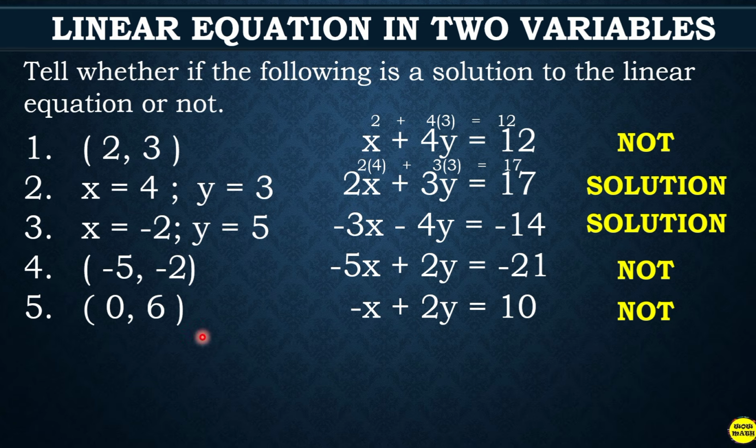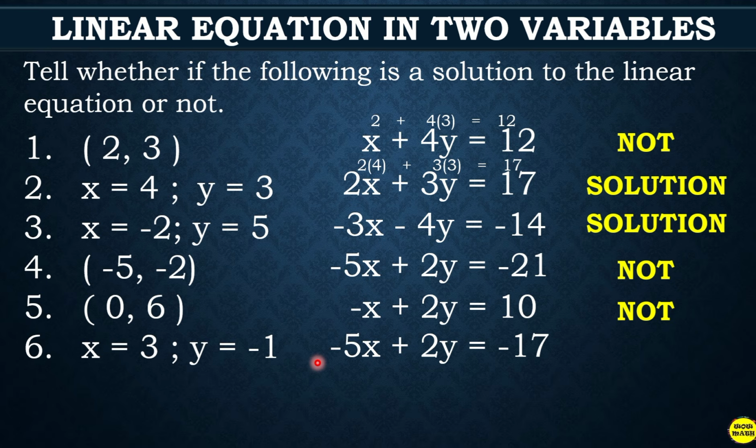No. Okay, so 0, 6 is not a solution. Why? Automatic, pag nilagay natin yan dito, it has no value. Okay, it is 0. So dito, 2 times 6, that is 12. And this is 10. So this is not a solution. Next, x is equal to 3, y is equal to negative 1. Is this a solution? Okay, this is a solution.